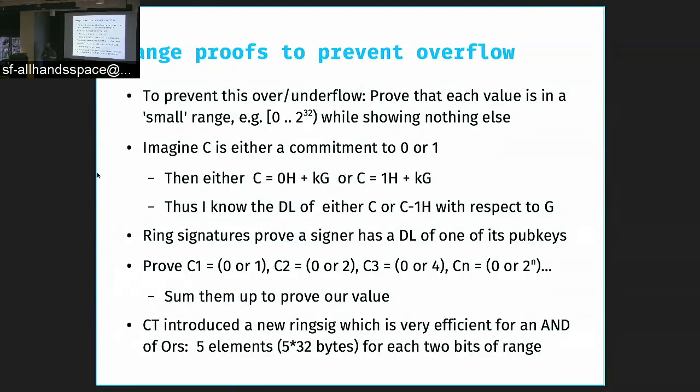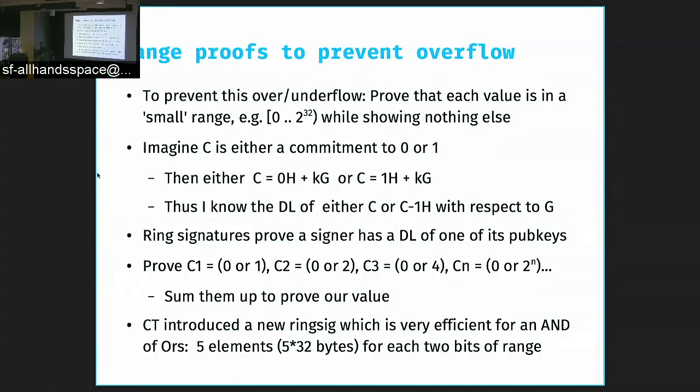We do this with a ring signature. We say that this pubkey is a pubkey that corresponds to the 0 commitment or a 1 commitment. Or we just do this over and over again. So we prove this value is a 0 or 1. We prove this value is a 0 or 2. We prove this value is a 0 or 4. And we add them all up together and we prove that it's equal to the value that we're talking about. And if you built up a number out of these ors, then it must be in range. So that's what the range proof does.